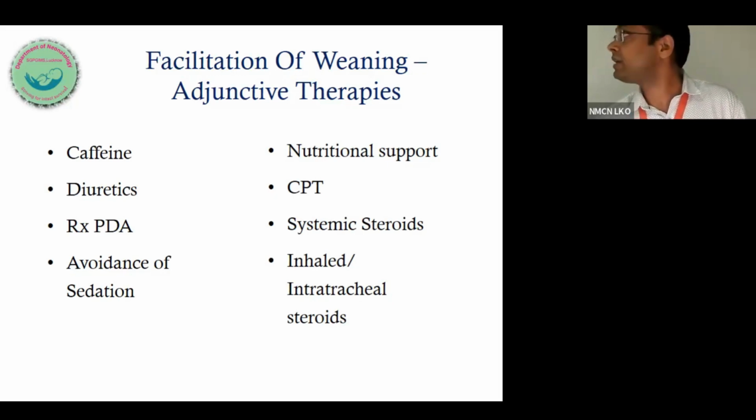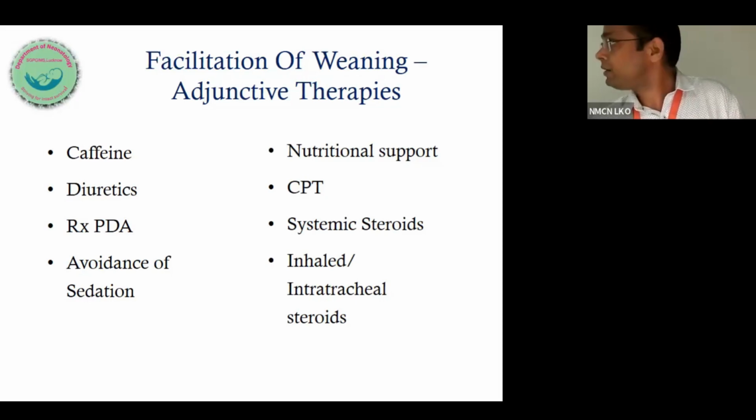and nutritional therapy, which forms the backbone of any NICU, and prevention of osteopenia of prematurity. Then chest physiotherapy, use of systemic steroids, as we have learned through various meta-analyses. The recent one from Ramaswamy et al. from 2021 suggests the use of a moderate dose of dexamethasone, 2 to 4 milligram per kg over a period of 10 days, which helps in extubation.